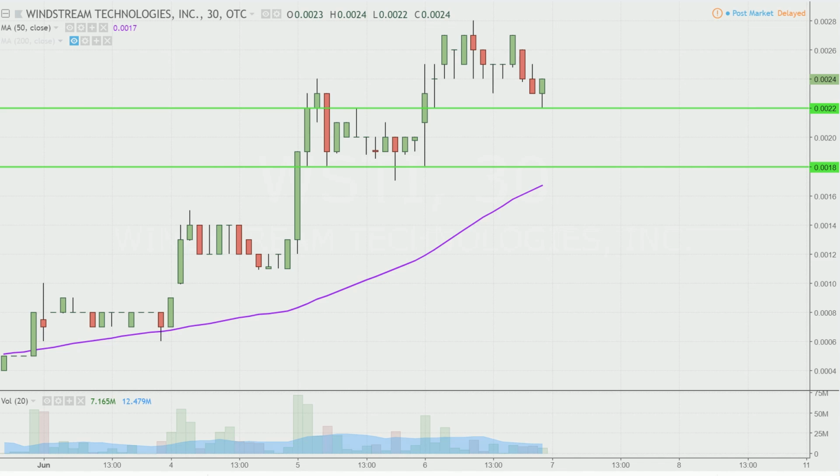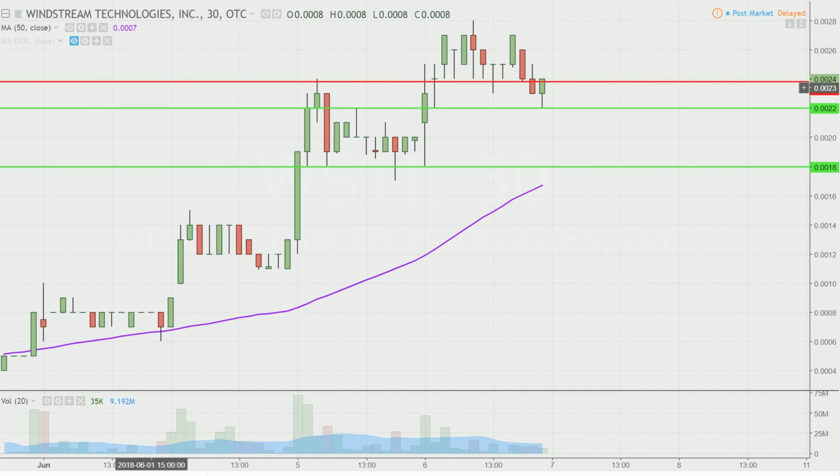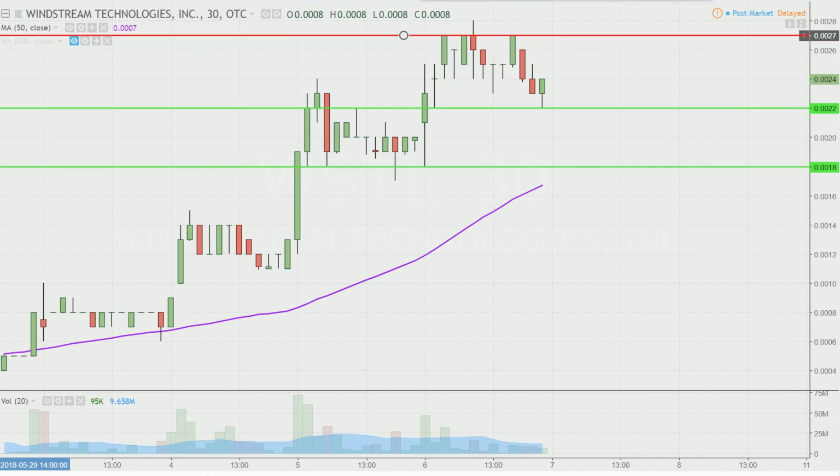Now, what about levels of resistance? As far as where the sellers seem to be hanging out, that is right up here at 0027. On it looks like three separate occasions, the bulls tried to push up through 0027 today and couldn't quite do it. So that'll be public enemy number one going forward.